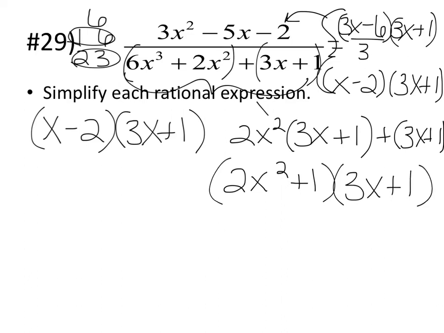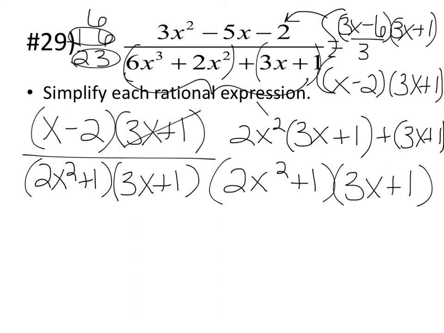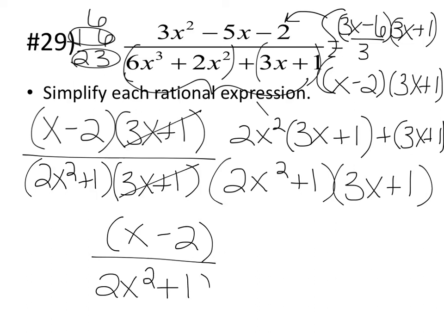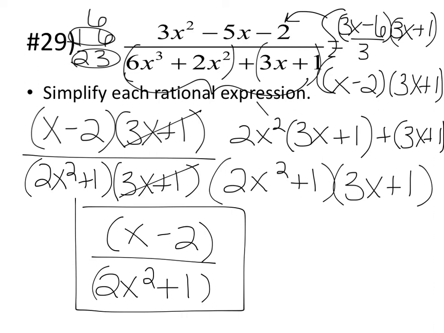I got that plus 1 right here from an assumed 1 right here. So this is my denominator. 2x squared plus 1 times 3x plus 1. So those cancel. It's always a good sign if things cancel. That usually means you did stuff right. So your answer is just x minus 2 over 2x squared plus 1.